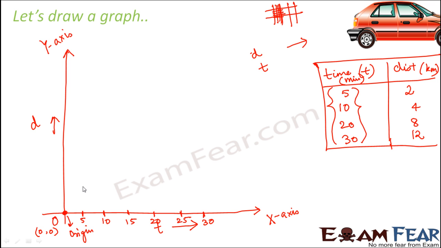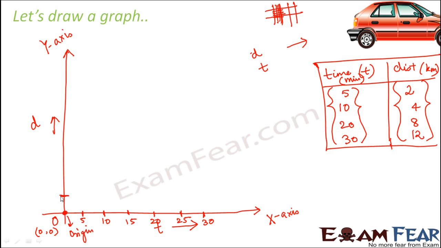Now let us try to scale the y-axis. In the y-axis we have distance, and here the distance values are 2, 4, 8 and 12 kilometers. Now I will tell you why we need to do this kind of scaling on the x and y axis. Do you think that it is possible to plot a distance of 10 kilometers on a piece of paper? A piece of paper is too small to actually measure 10 kilometers. 10 kilometers is a huge length. So how do we plot it on a piece of paper? For that purpose we do this scaling.